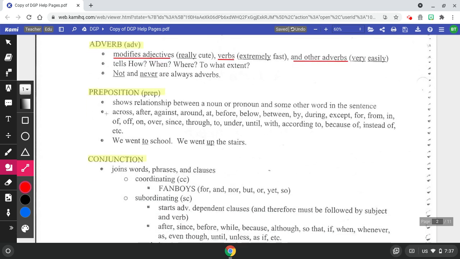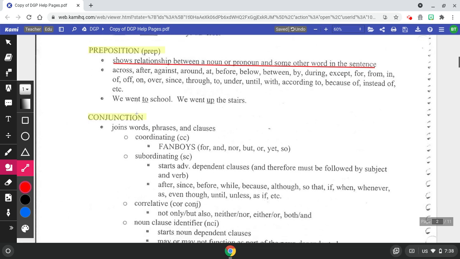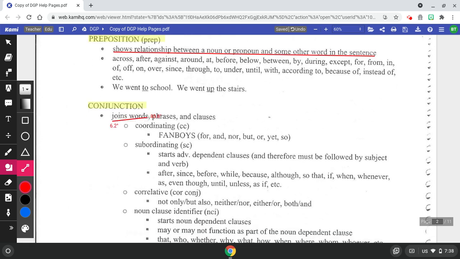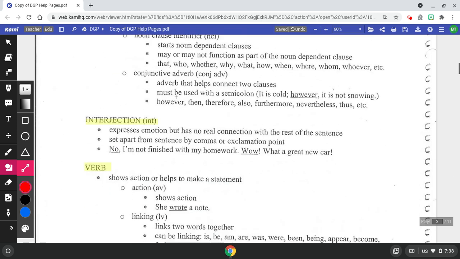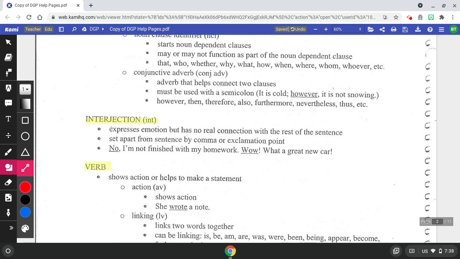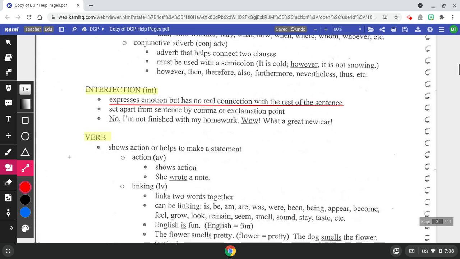Prepositions. What do prepositions do? How do they function? Well, they're going to show a relationship between a noun or a pronoun to some other word in the sentence. Conjunctions. Conjunctions function to join words, phrases, and clauses. What do interjections do? They're going to express emotion. And that's all they're doing. They don't have any other kind of connection to the sentence.